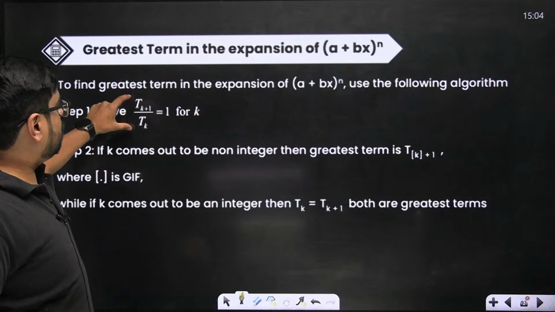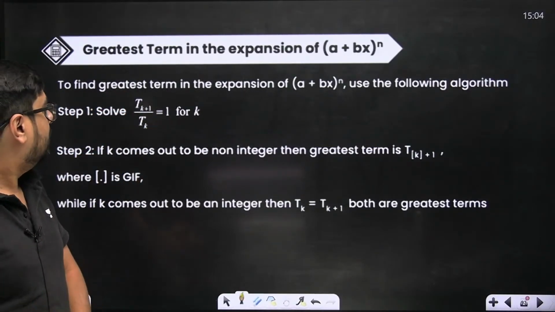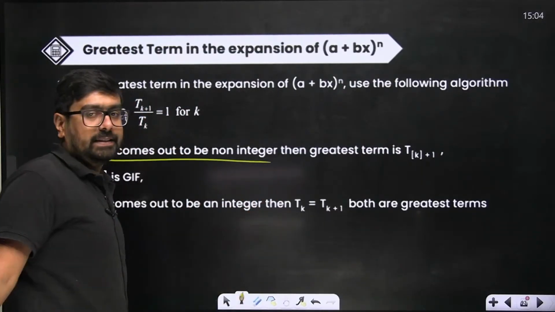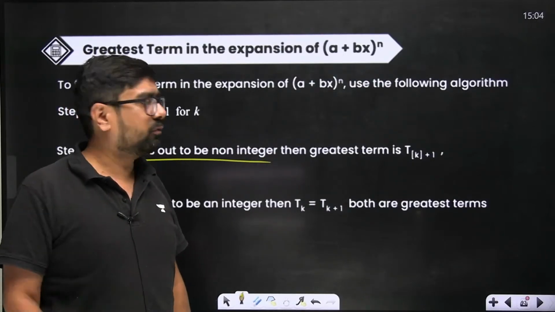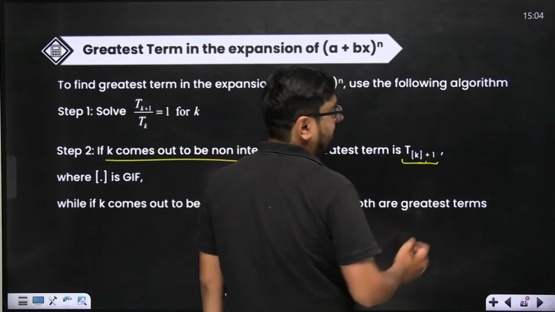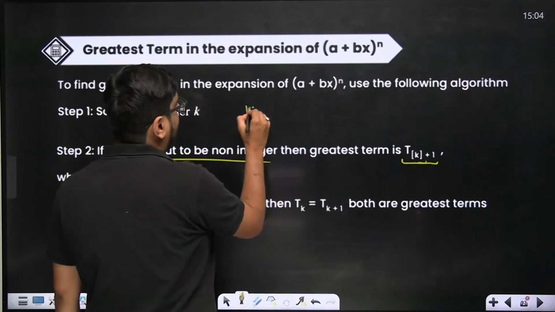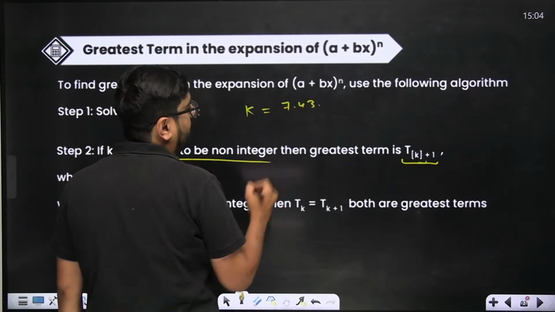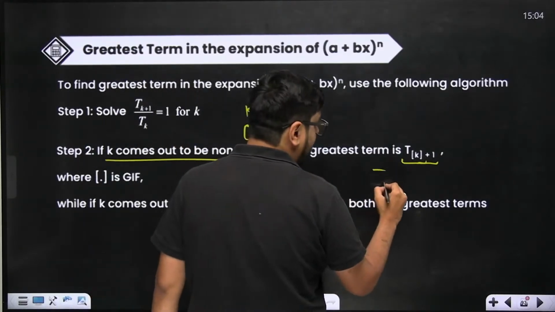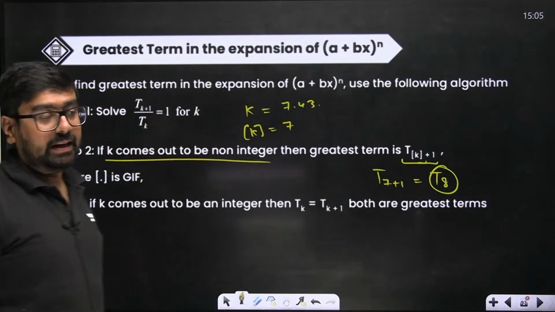We'll solve for T(k+1) divided by T(k) equal to 1, for some k. Now, if your k comes out to be non-integer, like 6 point something, 5 point something, 4 point something, then simply T of (integer part of k) plus 1 will be your greatest term. Suppose your k came out to be 7.43. So the integer part of k will be 7. So the greatest term will be T(7+1), that means T8. The 8th term will be your greatest term if k is non-integer.